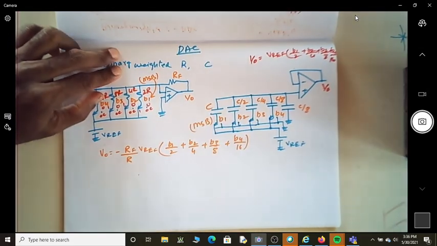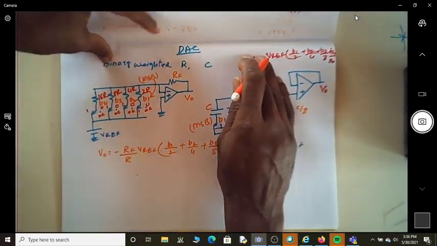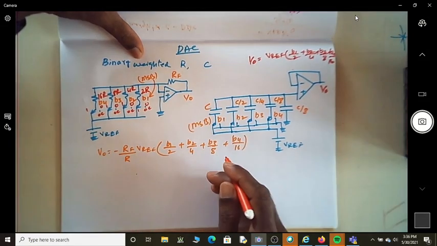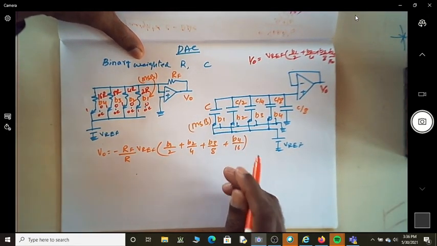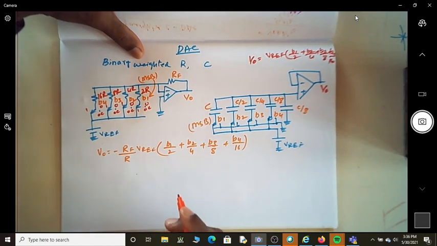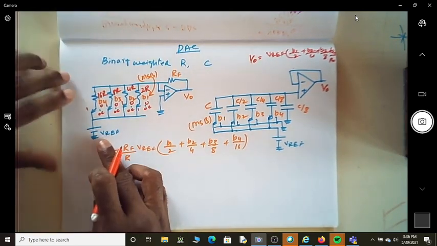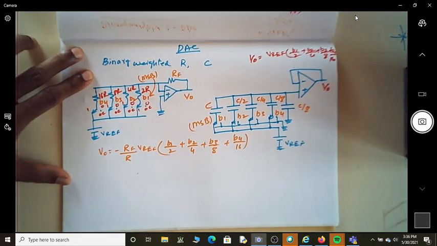Hi, welcome to one more video on digital to analog converters. So in the previous videos we have seen binary weighted R and binary weighted C DAC circuits. So this is just the summary of those two circuits.